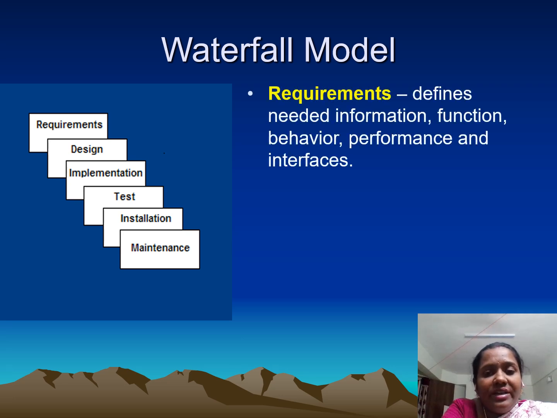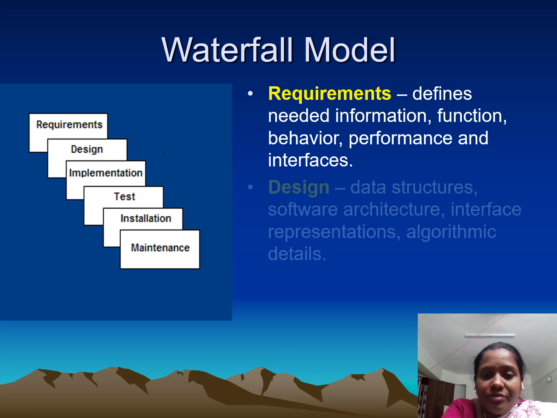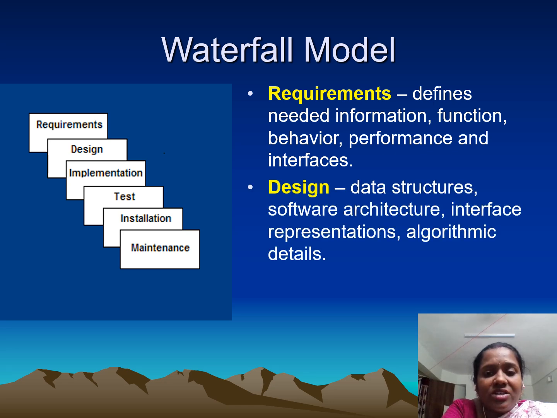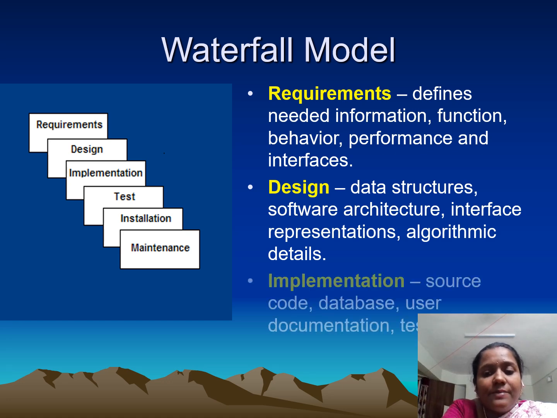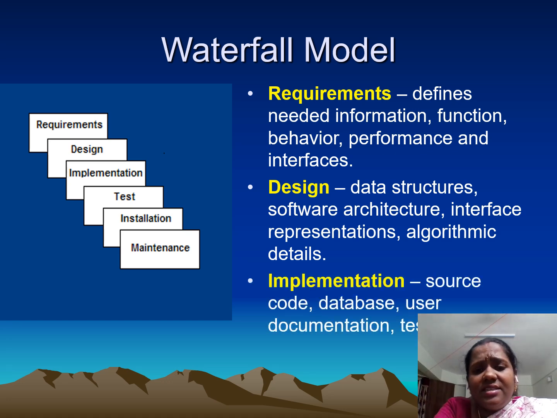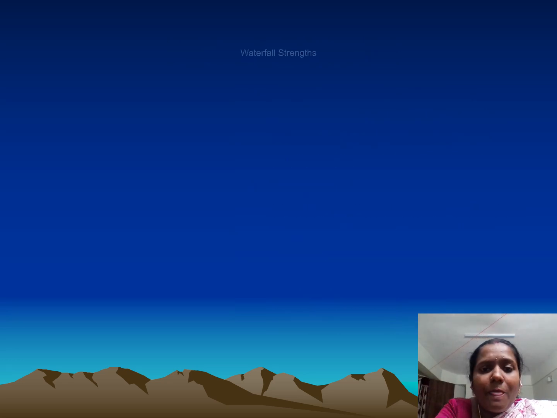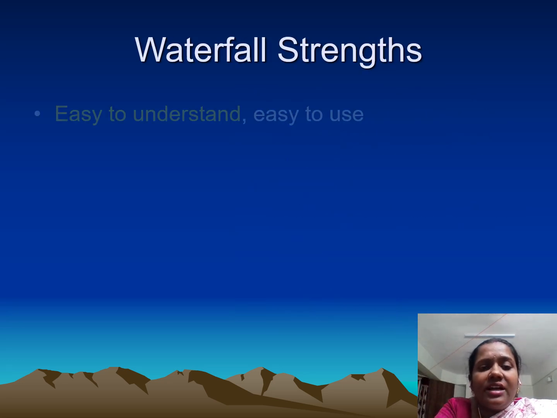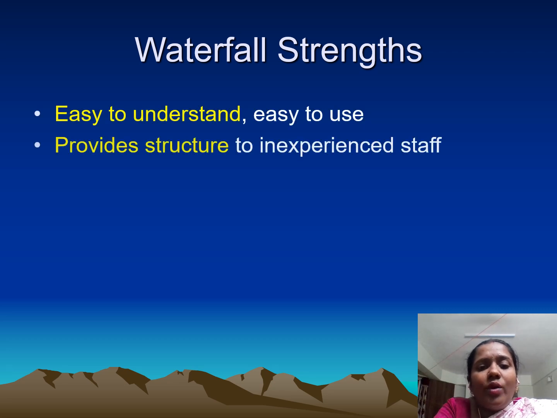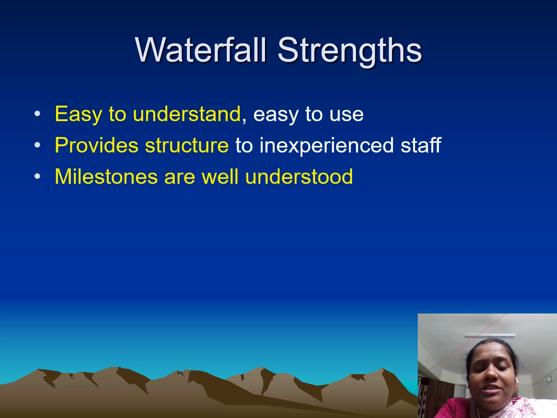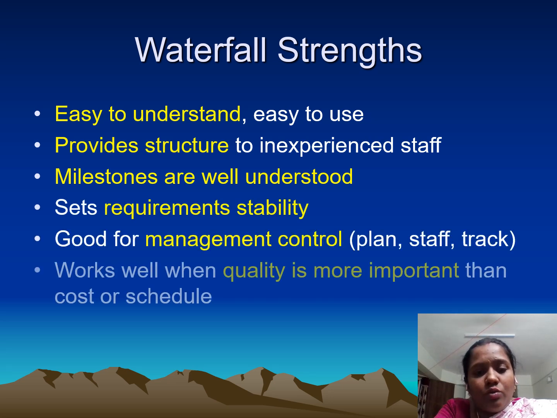The requirements define the required information, behaviors, performance, and interfaces. The design consists of data structures, software architecture, interface representations, and algorithmic details. The implementation covers source code, database, user documentation, testing, etc. Waterfall strengths: it is easy to understand and provides structure to inexperienced staff. Milestones are well understood, it sets requirement stability, and it is good for management control. It works when quality is more important than cost.